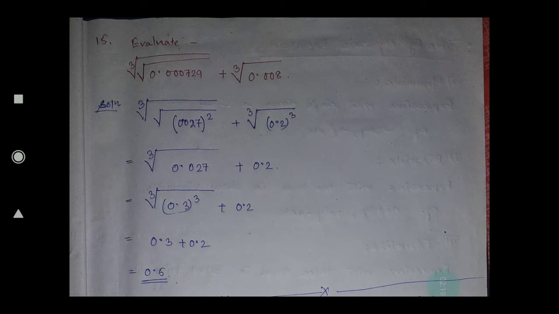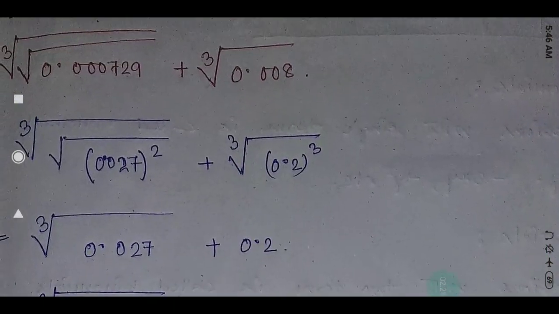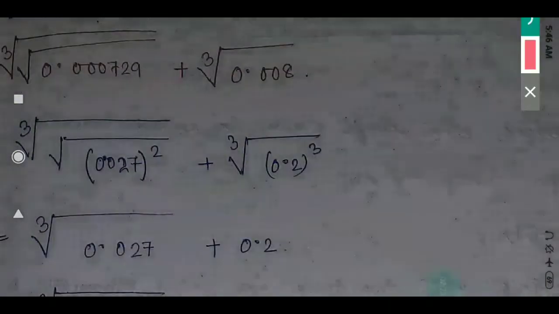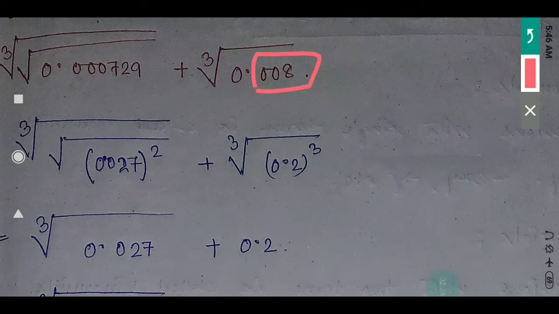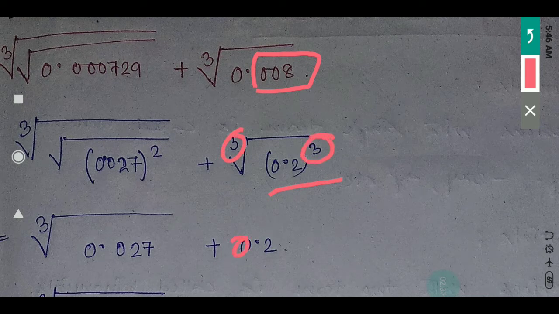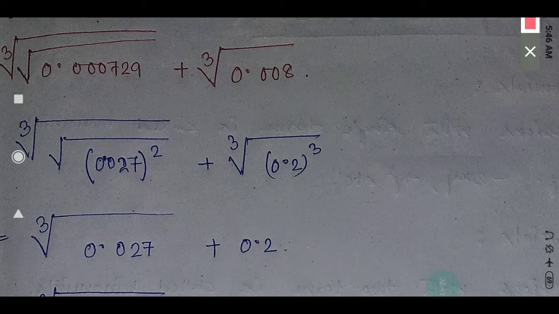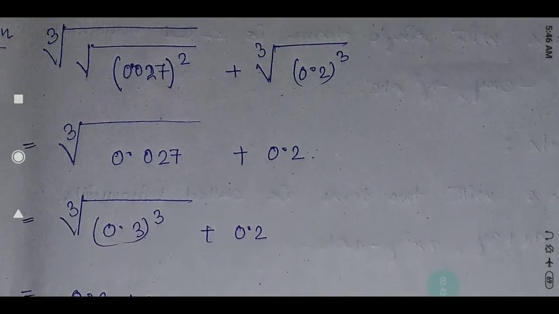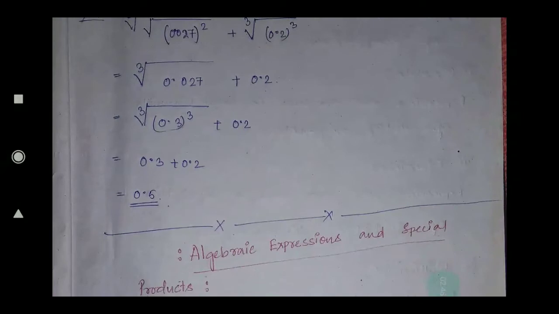Similarly, here 0.008 is given, so I can write it as 0.2 cube. This cube and the cube root will get cancelled, only 0.2 will remain. So 0.3 plus 0.2 will be 0.5.